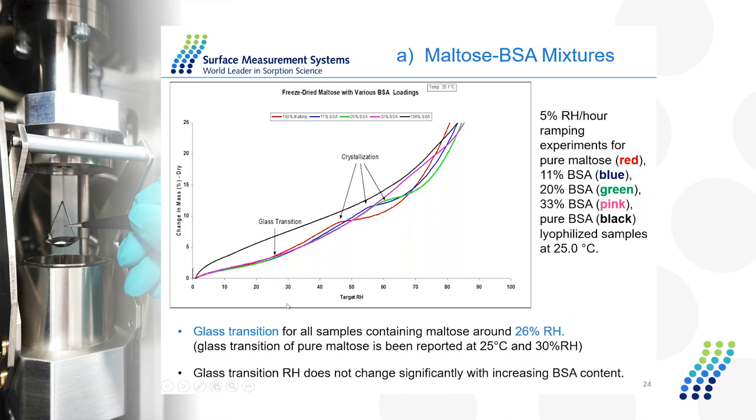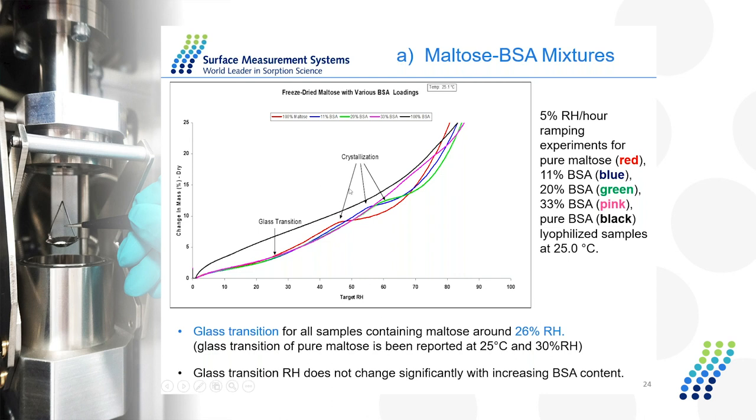And here the glass transition happened at lower RH, and the sample containing maltose has a glass transition humidity around 26% RH, which is consistent with the reported value in the literature, that is 30% RH at 25 degrees. And this glass transition humidity doesn't change very much with the increasing BSA concentration. The lines are just overlapping here, which means the protein concentration has very little effect on the Tg of this freeze-dried mixture.